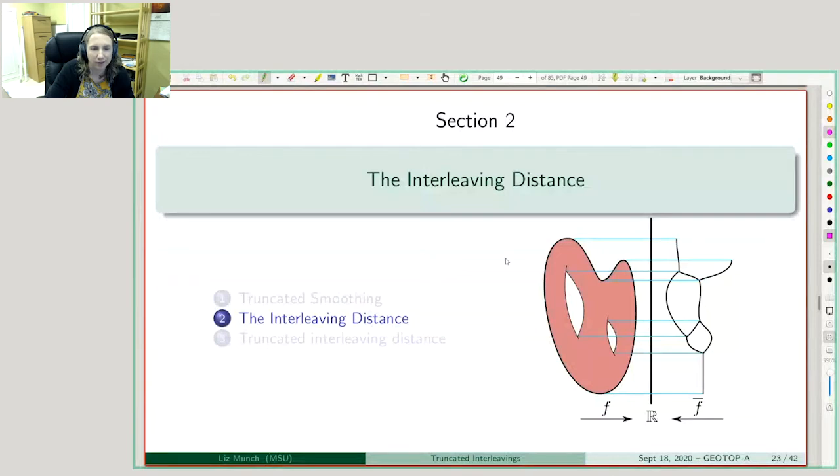All right, so for the sake of time, let's go talk about the interleaving distance now. We've talked about the smoothing operation and the truncated smoothing operation. So now let's talk about the interleaving distance.